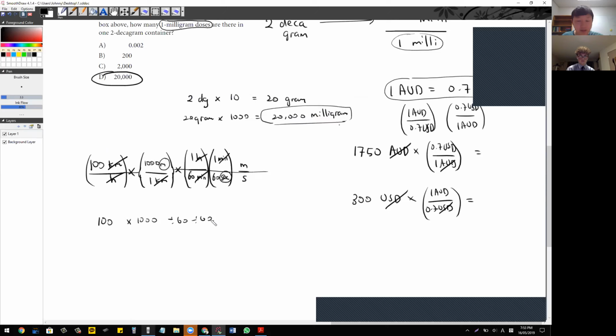Simply, this is the same thing as multiplying by 1,000 over 3,600, because 60 times 60 is 3,600. So this is the same thing as 1 over 3.6. So that's why we divide by 3.6.